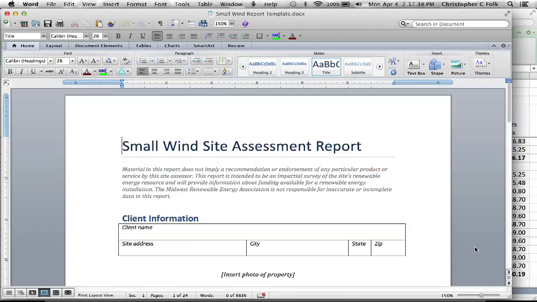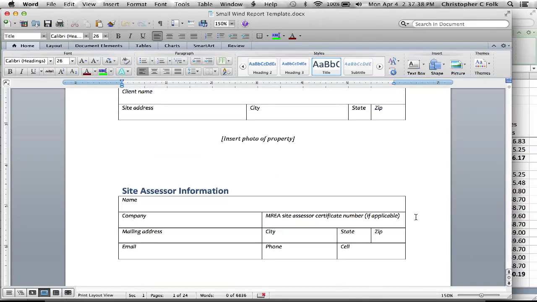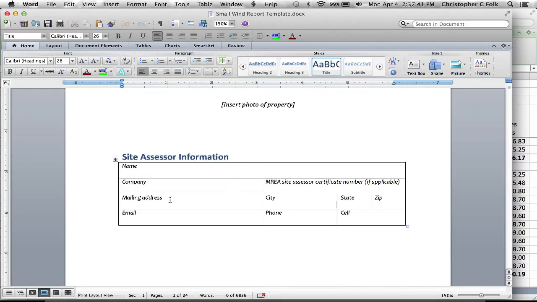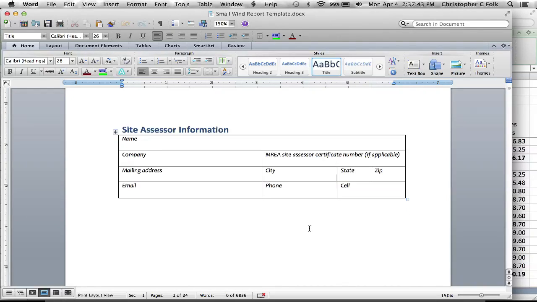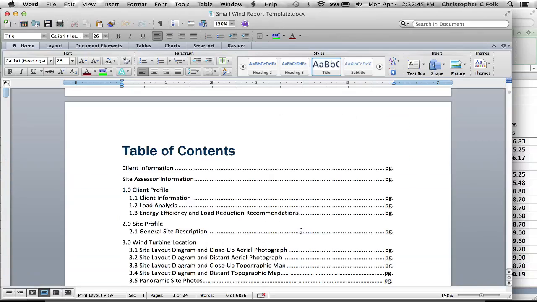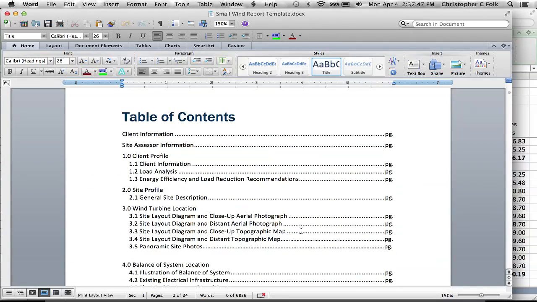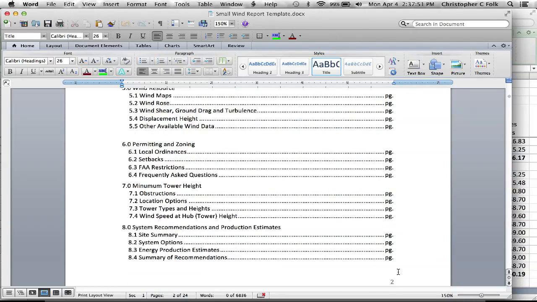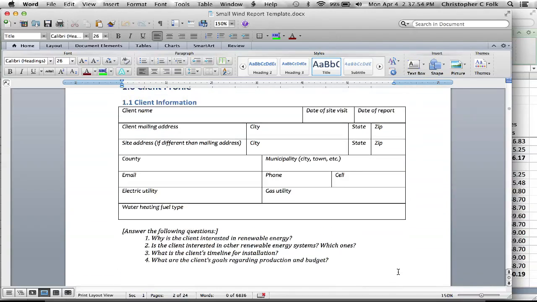Our report looks like this. This is the full report right here. The client information goes in here. The assessor has a spot to put in his name, company address, and contact information. If you have a site assessor certificate number, it goes there. Here's the table of contents, which we will correct. We will add the appropriate page numbers. We'll have the address in here, and we'll answer these questions.